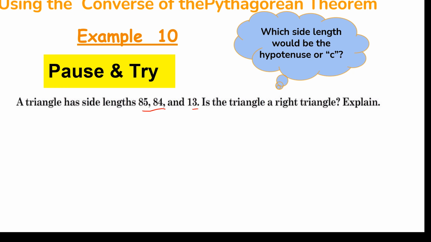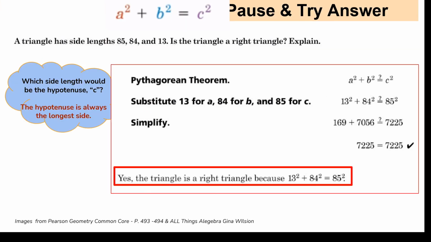Alright, so you should have gotten, yes, this is a right triangle because you get 7,225 on both sides. That makes a true statement. And so a triangle with these side lengths, 85, 84, and 13, is a right triangle. Of course, they were not in order, but make sure you always put the shorter sides for A and B. So hopefully you got the problem correct.